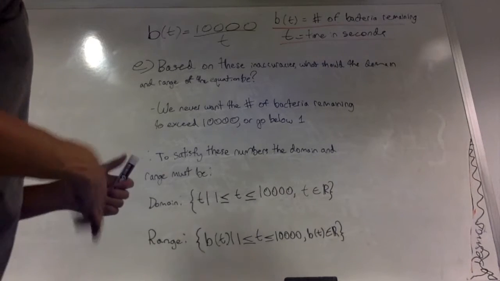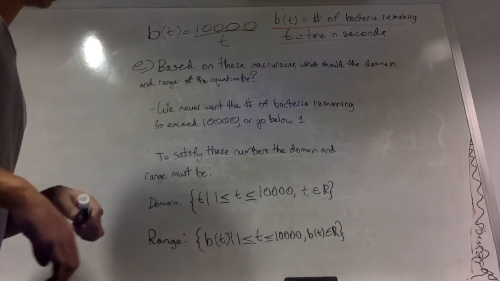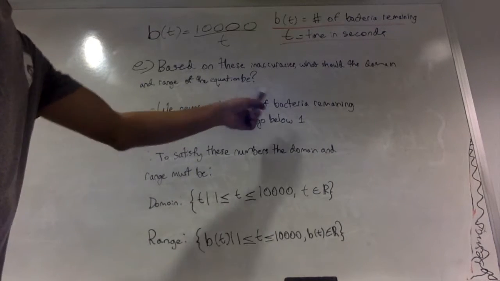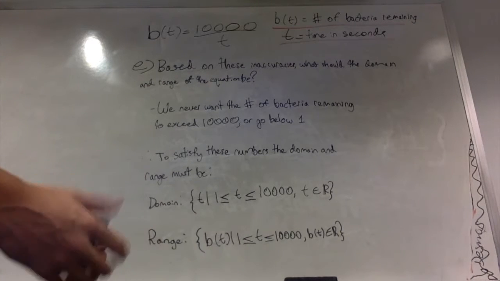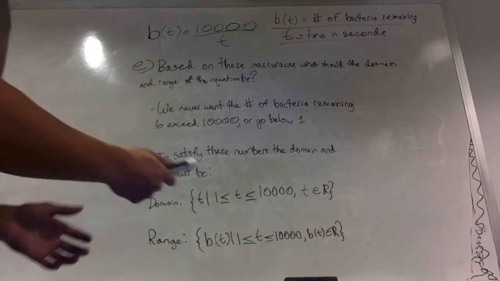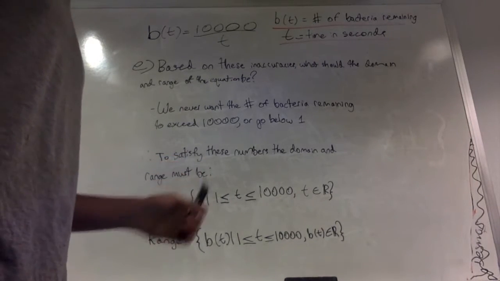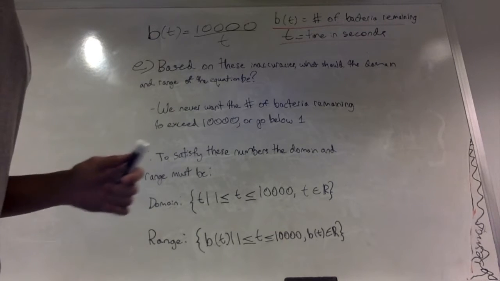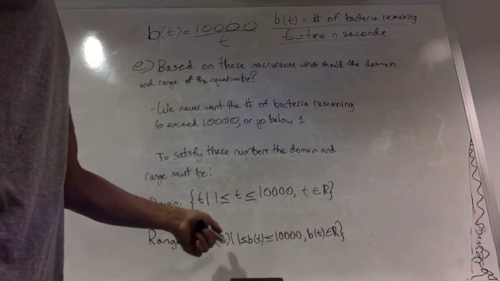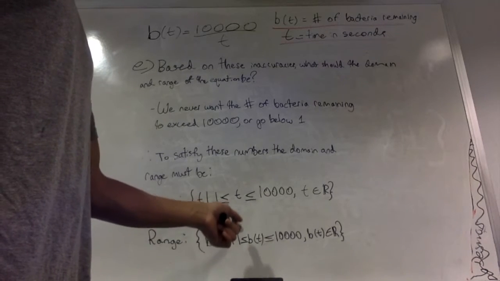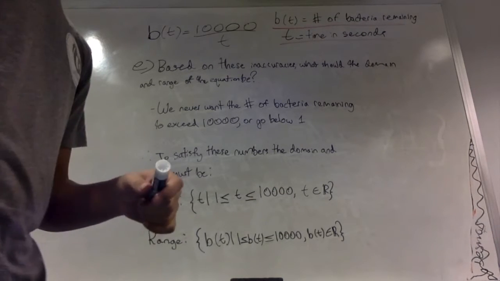And finally, question E is asking, based on these inaccuracies, what should the domain and range of the equation be? So, based on the inaccuracies, we never want the number of bacteria remaining to exceed 10,000 or go below 1. Therefore, to satisfy these numbers, the domain and range must be: domain, t such that t is greater than or equal to 1 and less than or equal to 10,000, t is an element of the reals; and range, B(t) such that B(t) is greater than or equal to 1 and less than or equal to 10,000, B(t) an element of the reals.